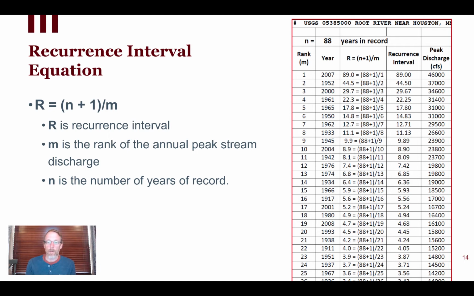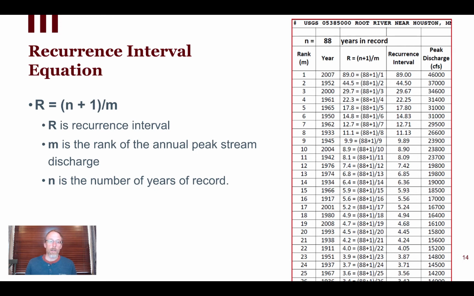This method is for historically observed data. There are other methods for extending the flood magnitude and recurrence interval estimates back in time before there were humans present systematically gauging the streams. All right. So the recurrence interval equation, it's simple. This is third grade arithmetic, no calculus here.